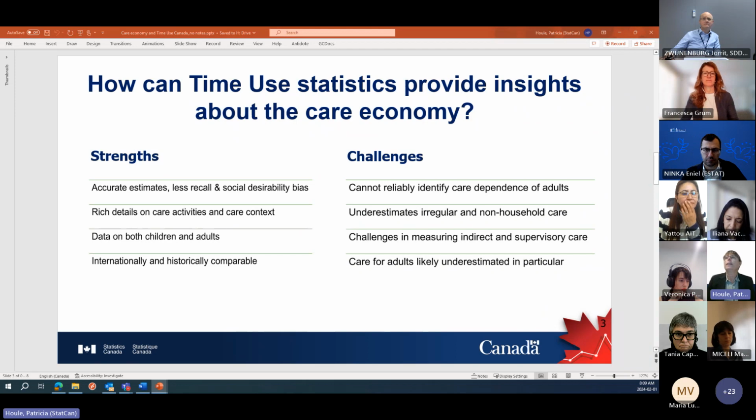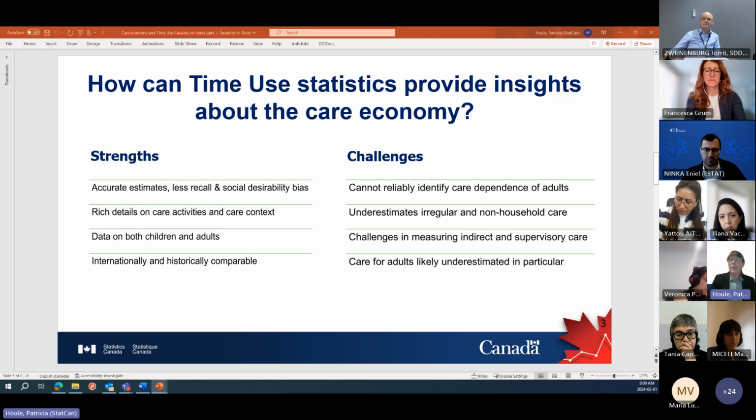So going to the strengths and the challenges of using time use. Well, we do have a lot of accurate estimates. It minimizes social desirability and recall bias by using a diary or a specific measure for time use. It provides a better portrait at the population level, especially when it's collected during a full calendar year, capturing seasonality as well, and any other kinds of changes that would happen in society. It collects information on both children and adults, and it is comparable internationally, which is very interesting.